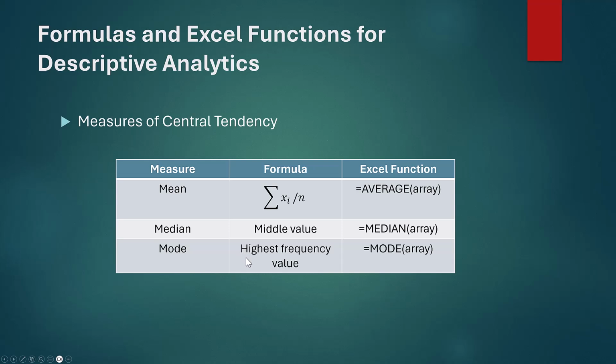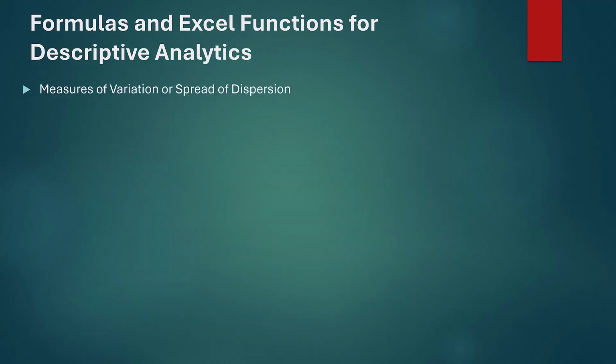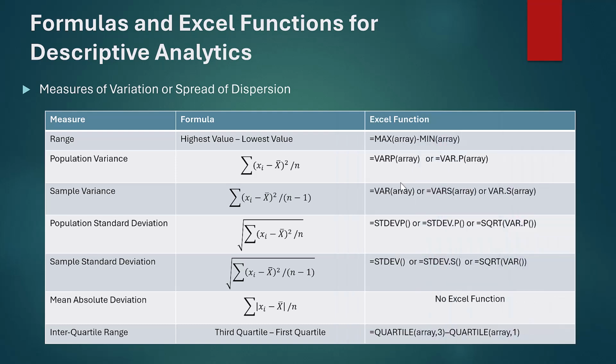Mode, again, there is no formula. Instead, there's a procedure. You find the frequency of each possible unique value, and the value that has the highest frequency, that's your mode. In Excel, there's a function called mode. When you use this function, Excel carries out that procedure for you, but we don't have to know how Excel does that. Formulas and functions for measures of variation.